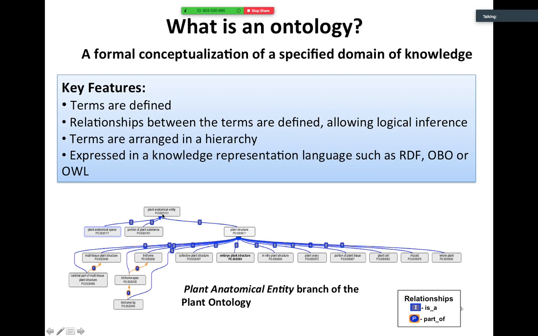And these relationships give the ontology its power, and they allow logical inference by computers across the ontology. And through these relationships, the terms are arranged in a hierarchy. You can see a graphic here showing a very small part of the plant ontology hierarchy. And in order to build these ontologies, we use different knowledge representation languages, which are represented here by these acronyms RDF, OBO, and OWL.